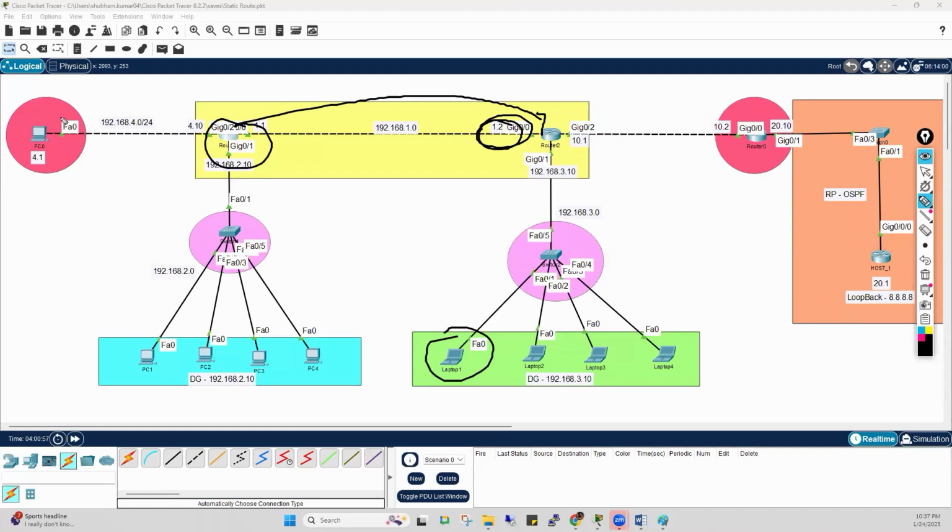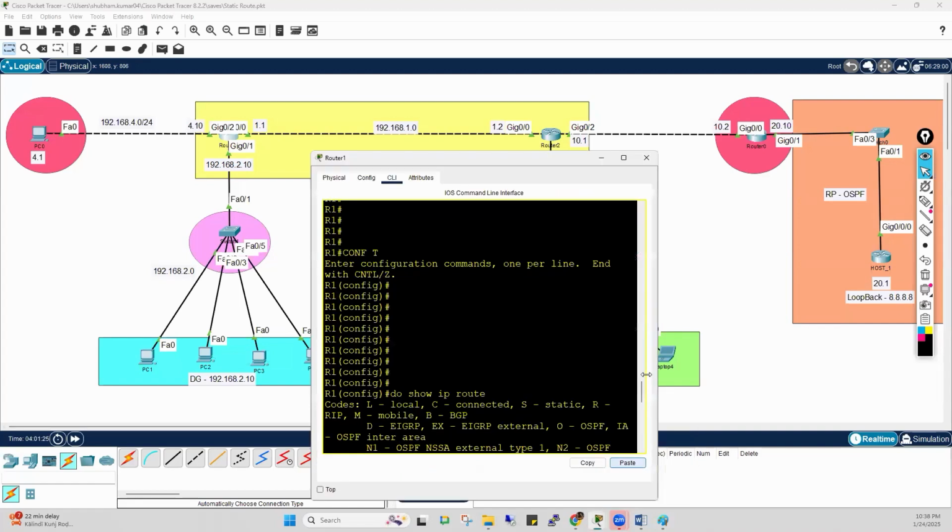Again, you will think, sir, why is this router not the next hop? Bro, where do you want to forward, what is your destination? Your destination is this laptop. So if this router wants to forward your packet to this destination, it should forward it here, not here. Getting my point? So basically, there are two ways: either you provide the exit interface, or you provide the next hop.